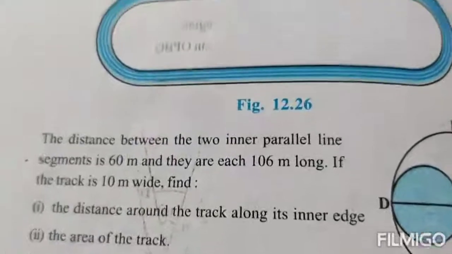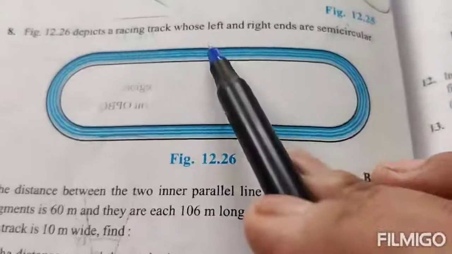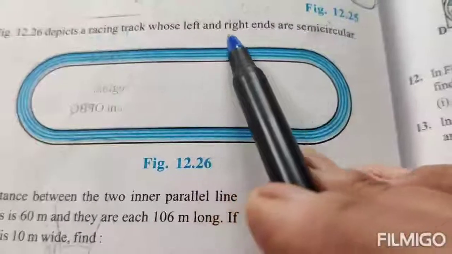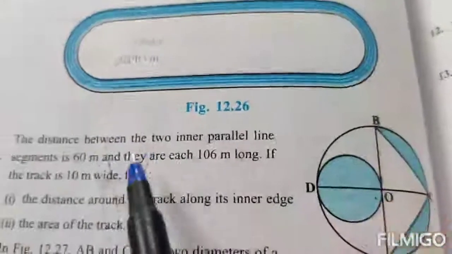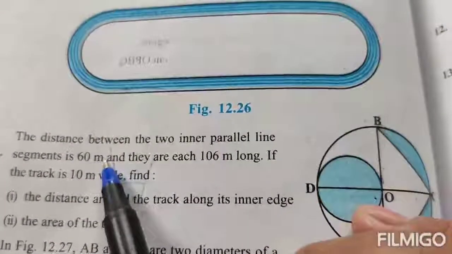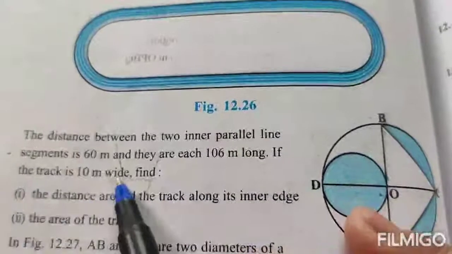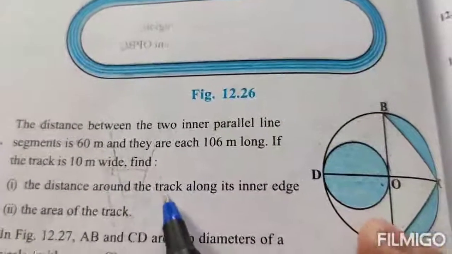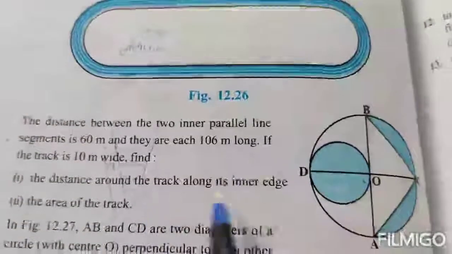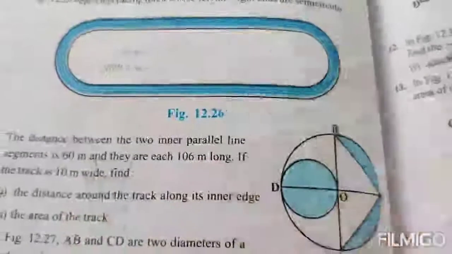Question number 8. The figure 12.26 depicts a racing track whose left and right ends are semicircular. The distance between the two inner parallel line segments is 60 meter. They are 106 meter long. If the track is 10 meter wide, find the distance around the track along its inner edge and area of the track. Find the distance of its inner edge. Okay.